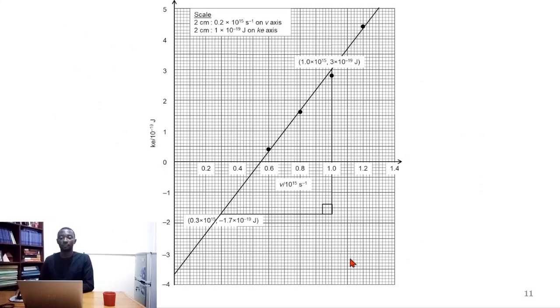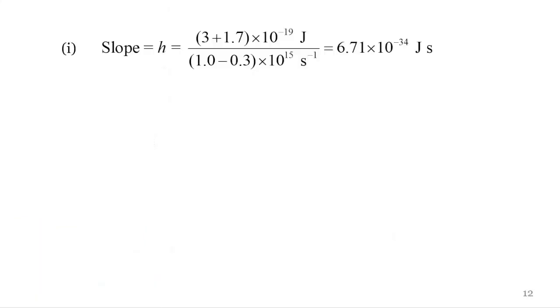Here is our plot, kinetic energy against the frequency. This gives a straight line which we can take the gradient, or rather slope. So the slope, which represents the Planck's constant, can be obtained in this manner. That gives 6.71 times 10 to the power of negative 34 joules second.